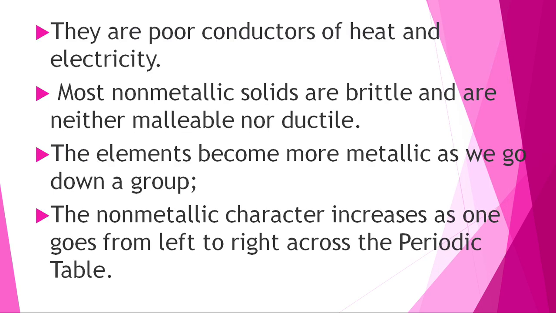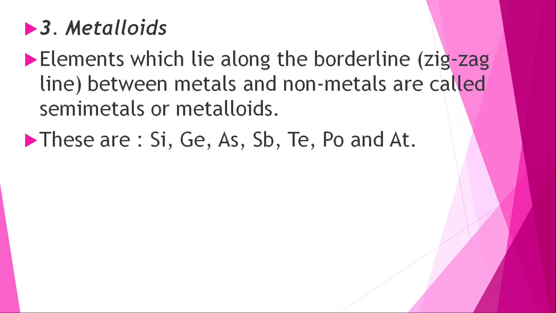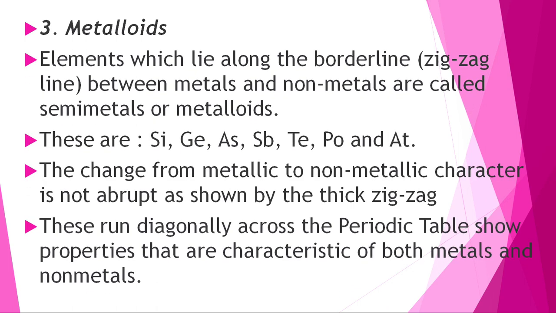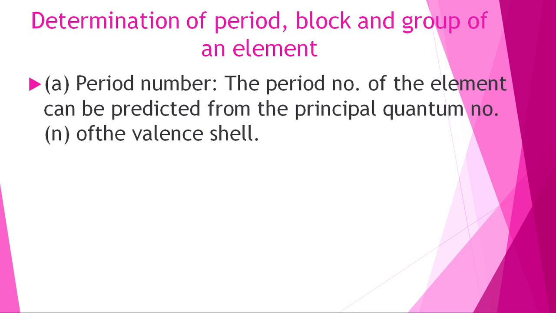Now, the most important point is how we can find out the position of the element if we know the electronic configuration, and vice versa. How can we do that? So, determination of period and block in a group of elements. If we know the position of the element, we can write its atomic number, and if we know the atomic number, we can predict the position.